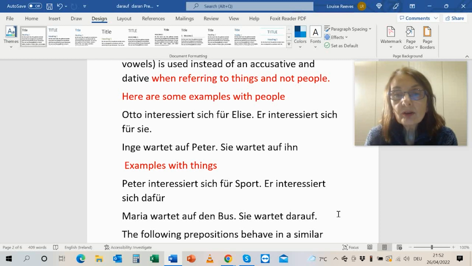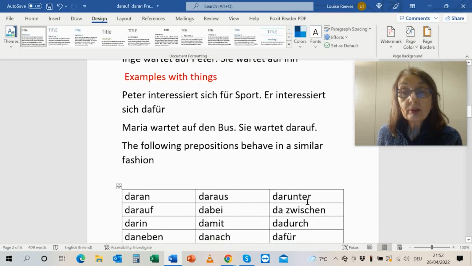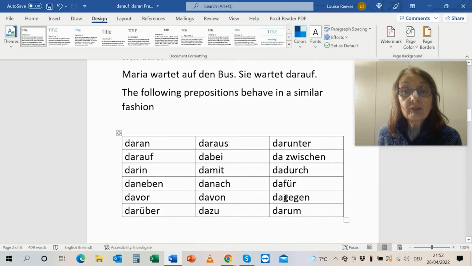Maria wartet auf den Bus. Sie wartet darauf. Again, what do I see here? I have an R. Why do I have the R? Because you have two vowels coming together. And it's just there for pronunciation purposes. Because remember, all changes in language are usually to do with pronunciation. If something is too difficult to say, over time, things change. So for this particular reason, you have the R there because of the two vowels coming together. And that's not allowed.